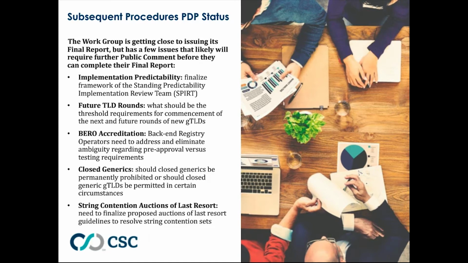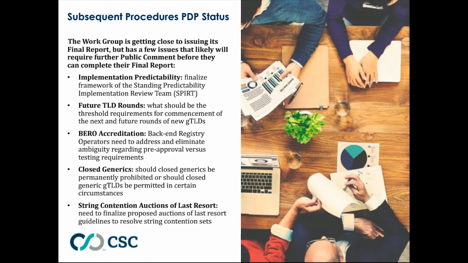So let's talk about some of those outstanding issues that still need some work, and in fact probably some further public comment. So first of all is implementation predictability. We really need to finalize that framework of what's called the Standing Predictability Implementation Review Team, or SPIRT. ICANN is not lacking for acronyms, and that one is definitely a new one, and one that I think I'll probably remember for a long time.